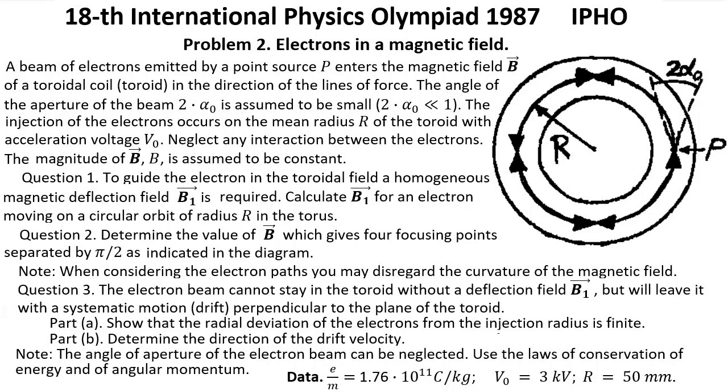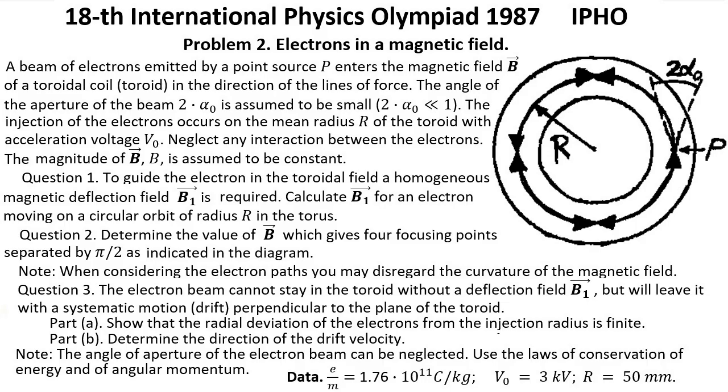Problem 2. Electrons in a magnetic field. A beam of electrons emitted by a point source P enters the magnetic field vector B of a toroidal coil, toroid, in the direction of the lines of force. The angle of the aperture of the beam 2α0 is assumed to be small, 2α0 much less than 1.